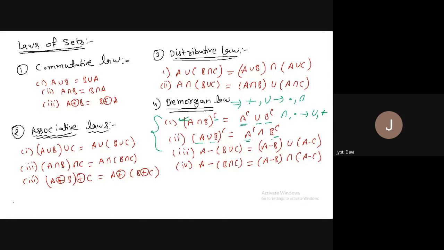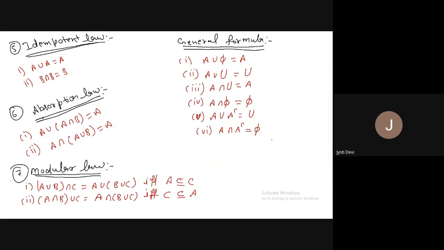Okay, my suggestion is that please don't go by heart. Just try to understand it and practice questions. Then you automatically remember and you are able to visualize. Okay, idempotent law: A union A is A, B intersection B is B. Absorption law we can write like this. Modular law we can write like this.